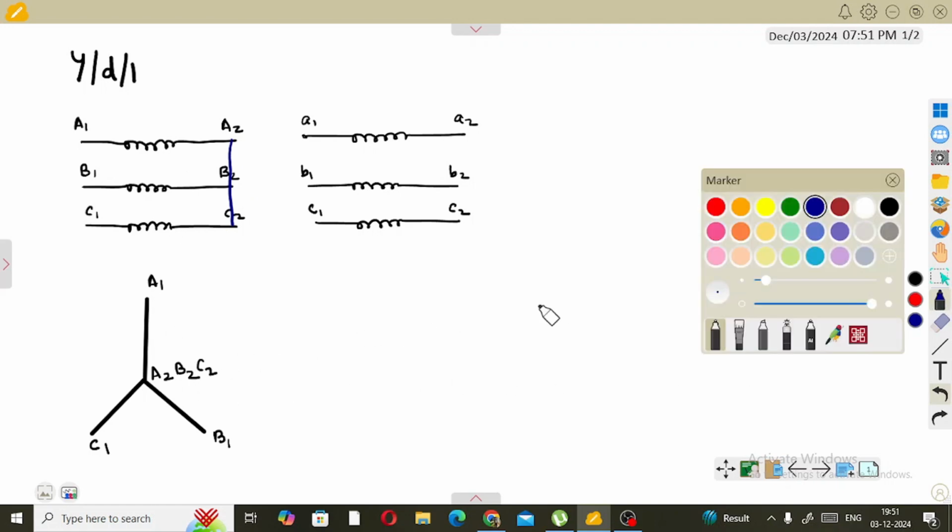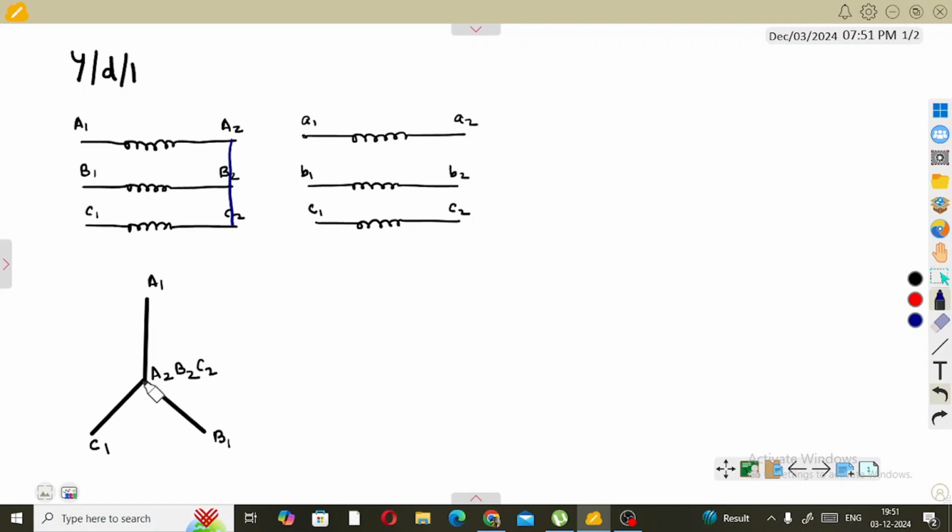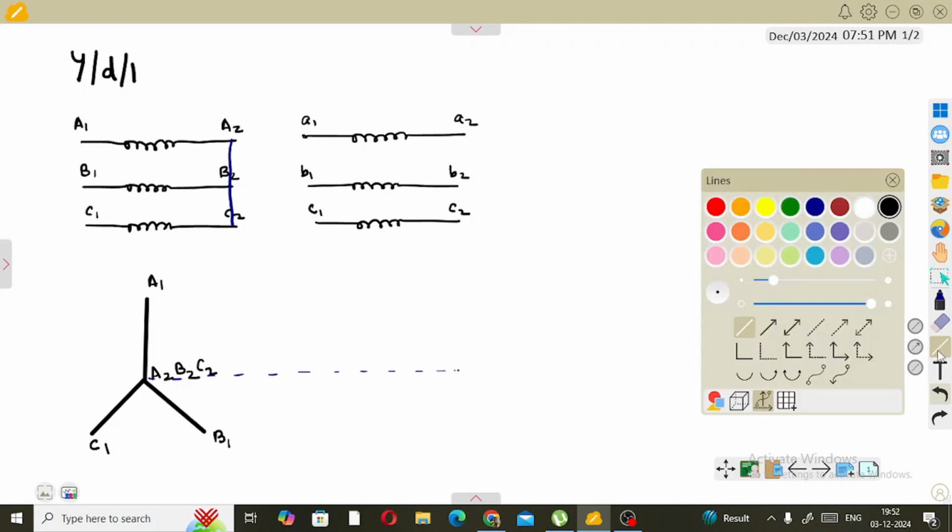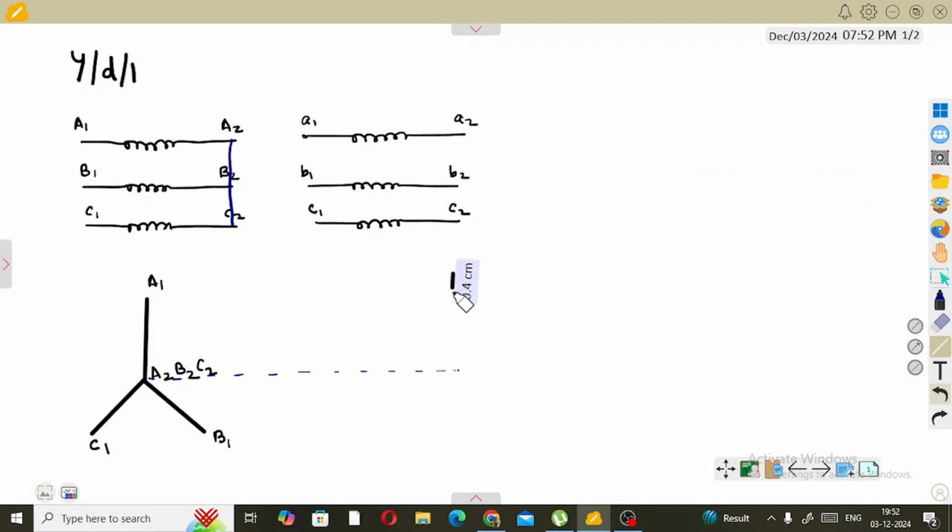Next, I will try to draw the secondary winding. I will take a dotted line like this, and here I will do the same thing. Same winding diagram here. So I made a replica of this thing here.